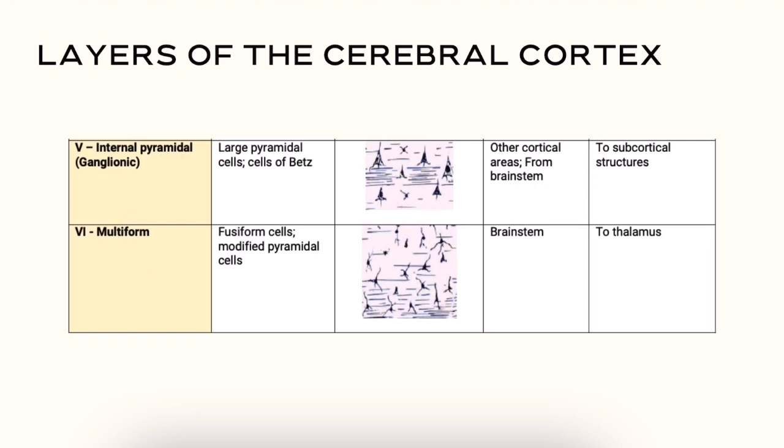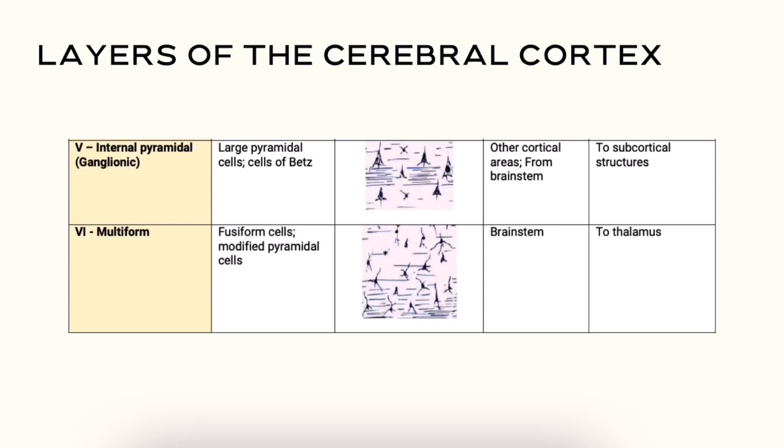And then we have our fifth layer, our internal pyramidal or ganglionic layer. This has fewer but larger pyramidal cells. It gives rise to the corticobulbar, corticospinal, and corticostriatal fibers. They also contain giant cells of Betz, which are projection fibers of the corticospinal or pyramidal tract. They again come from the other cortical areas and the brainstem, but this time they go to subcortical structures.